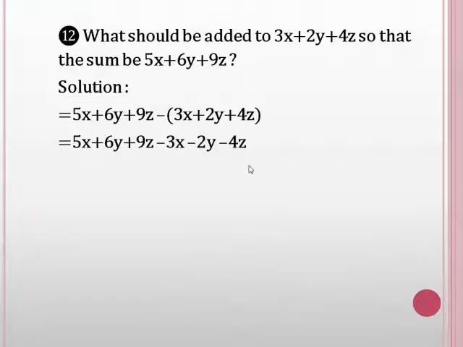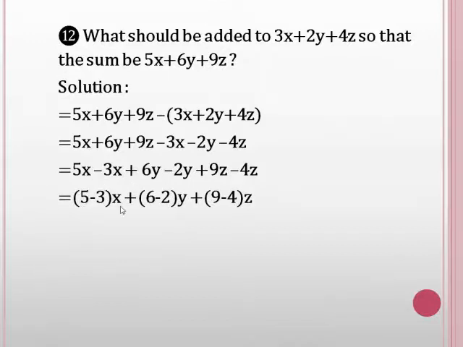minus 4z. We separate the like terms, which are 5x minus 3x, plus 6y minus 2y, plus 9z minus 4z. So we subtract their coefficients: 5 minus 3 for x, 6 minus 2 for y, 9 minus 4 for z. So we get the answer: 2x plus 4y plus 5z.